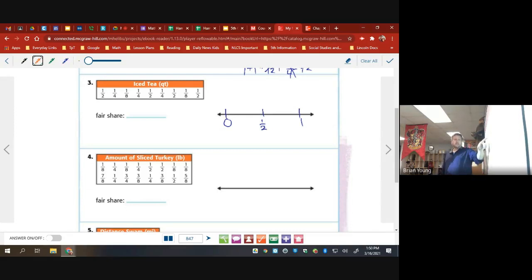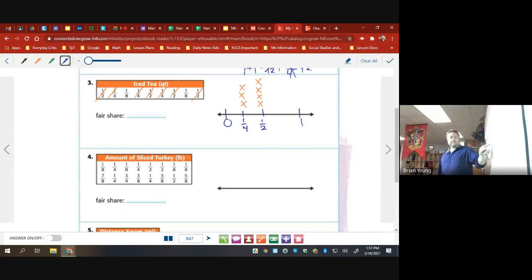How many 1/2s do we have? 1, 2, 3, 4. So I'm going to put 4 X's right there. My next one, 1/4. Where's 1/4 go? Stop me. Probably 1/4 right here. All right, so let's put the X's there. How many do I have? 1, 2, 3. And then how many, I guess, eighths?